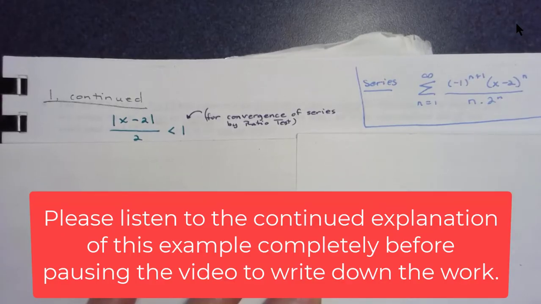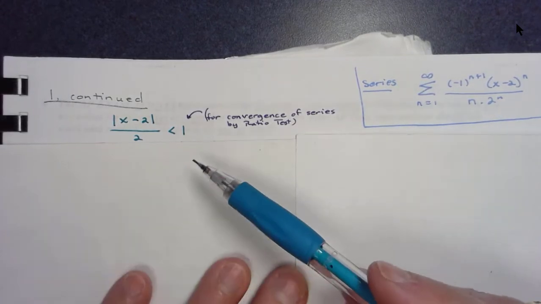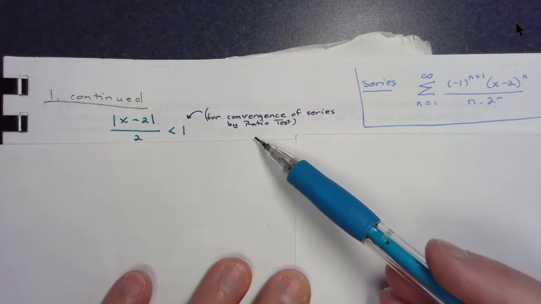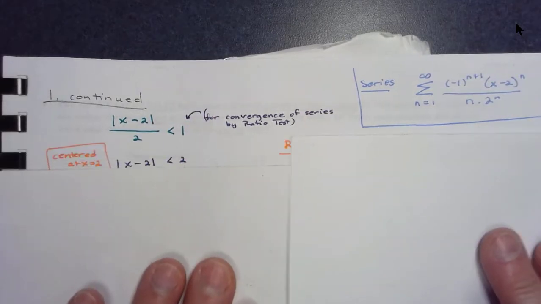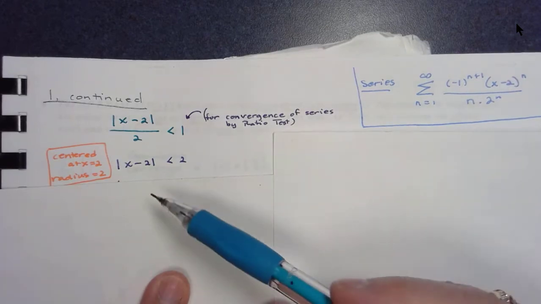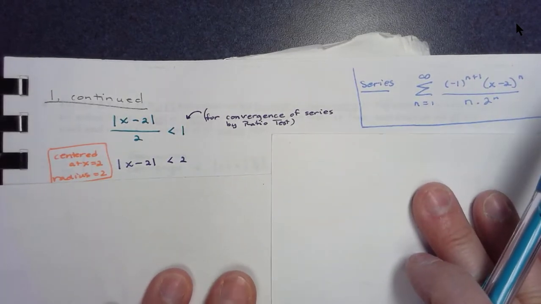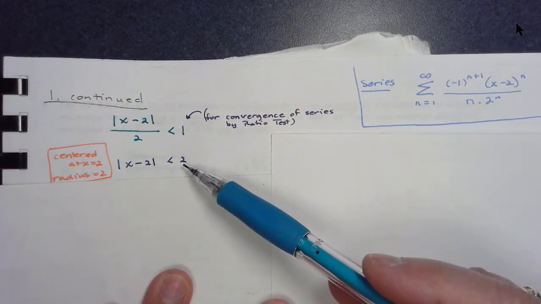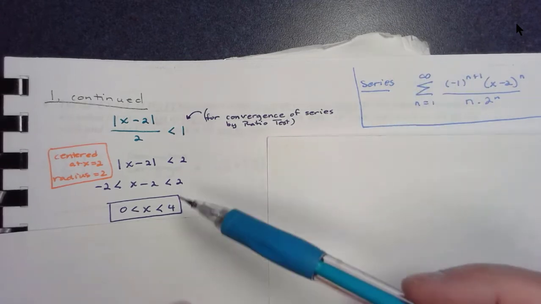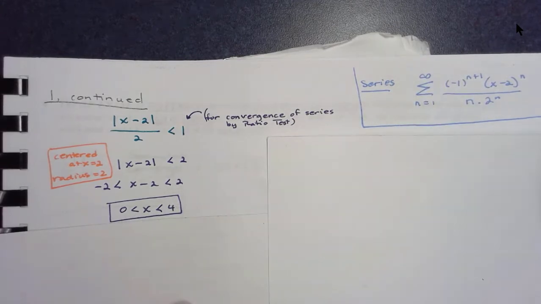Okay, this example continues from the previous page. Here was our series. We got down to this part, satisfying the ratio test for convergence to occur. This needs to be less than 1, and we know that we can write this inequality like this. This means x minus 2 is less than 2 but greater than negative 2. If I solve this, I get x greater than 0 and less than 4.